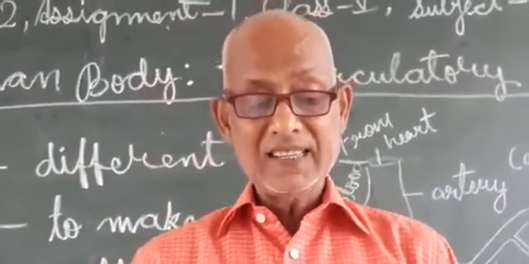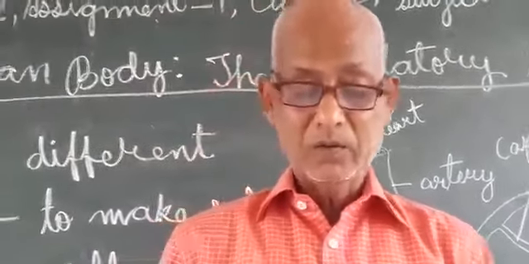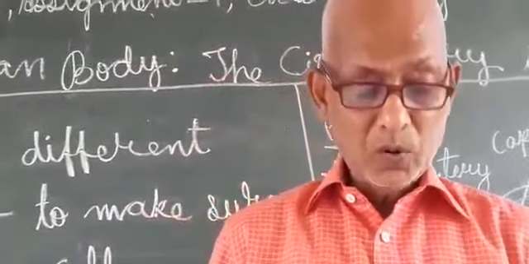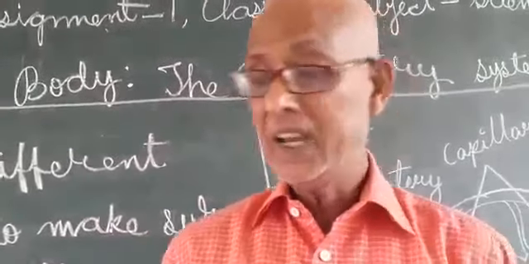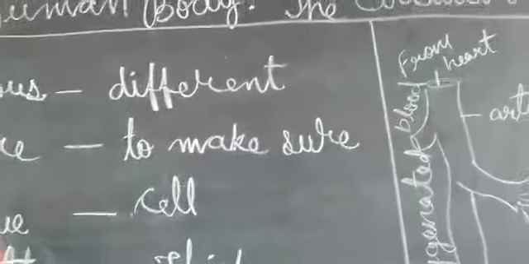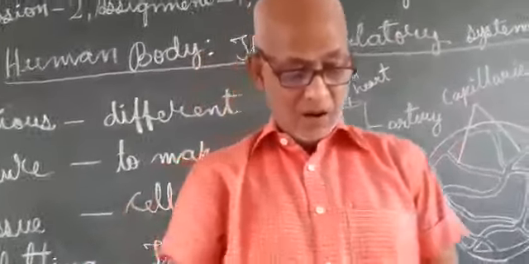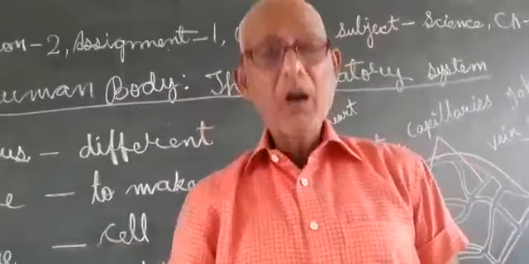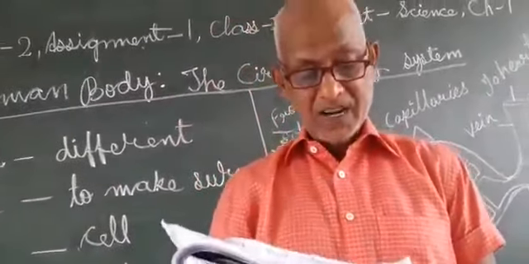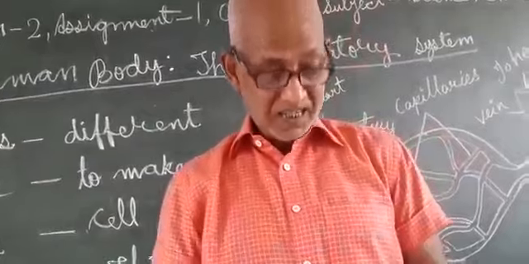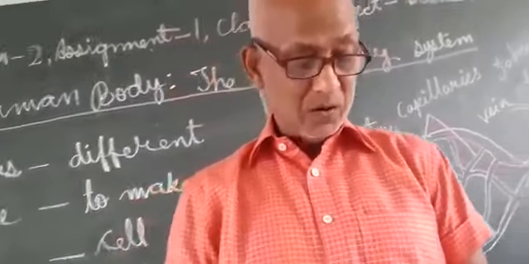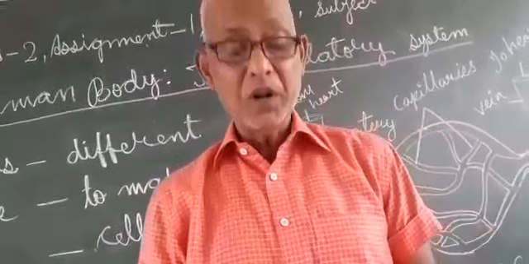Red blood cells are produced in the bone marrow. I have told you, and again I am telling you, that all hollow bones in our body contain bone marrow. It is from the bone marrow that RBCs are produced.